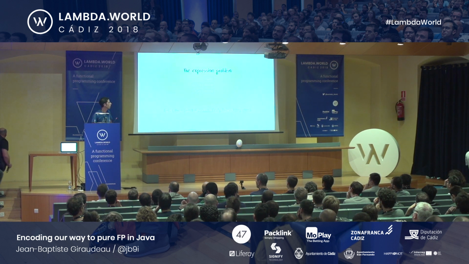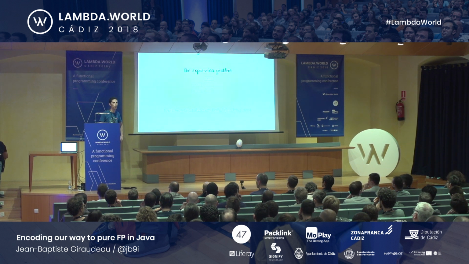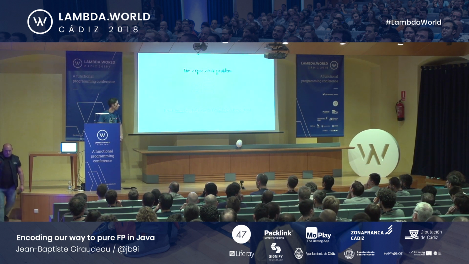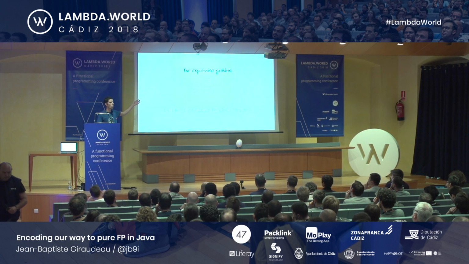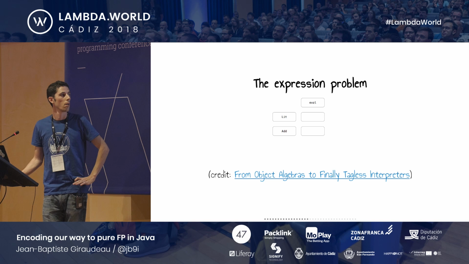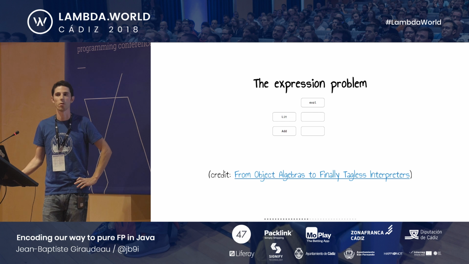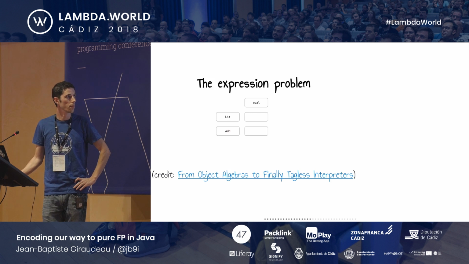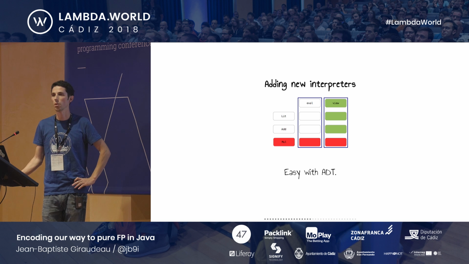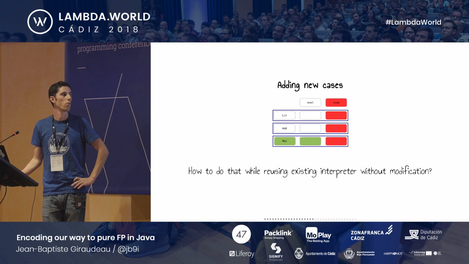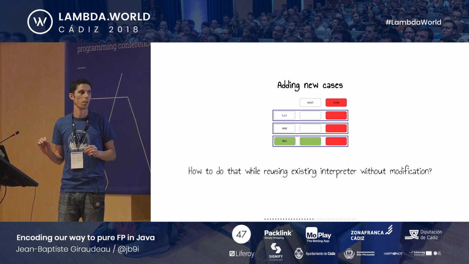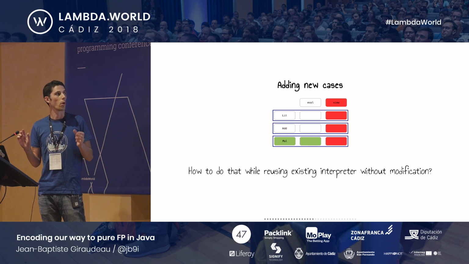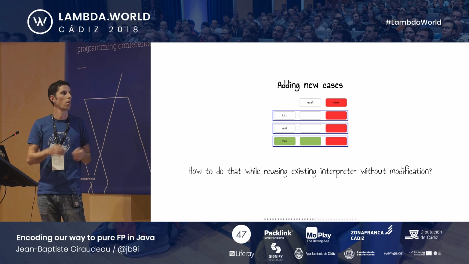So now let's switch to extensibility and how to solve the expression problem in Java. The expression problem is stated as this. You have an algebra with two operations, literal and addition, and you have some interpreters for this algebra. What you want is to add both new interpreters and new cases while still reusing all the interpreters from before you add the new case, and without modification of the previous interpreters.